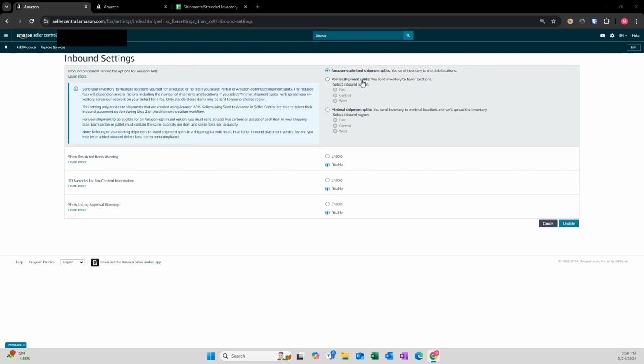Partial shipment splits, which allows you to supposedly select which side of the country you want to ship within, and it will be 3 or more shipment splits. Or minimal, where again you get to select which side of the country you want to ship to, but it will incur significantly higher placement fees, and it'll be 1 or more shipment.